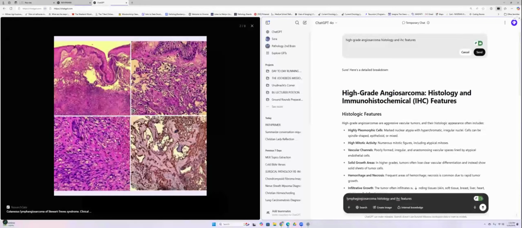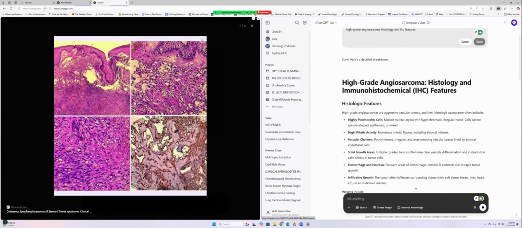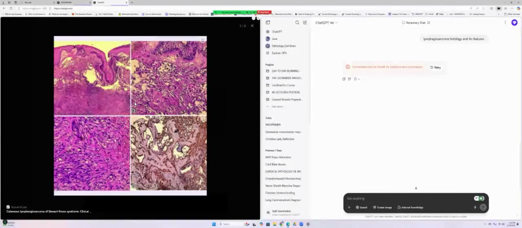So, what are the histologic features of lymphangiosarcoma? That's what we see. This is lymphangiosarcoma.